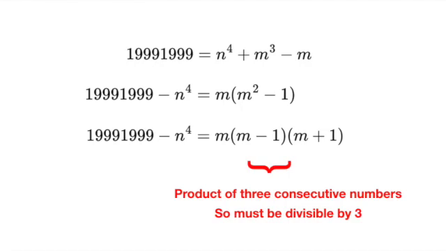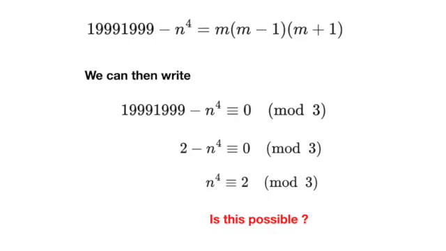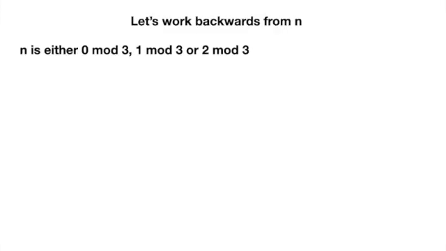Taking this, we can write 1999 minus m power 4 is congruent to 0 modulo 3. And since the number leaves a remainder of 2 upon division by 3, we further simplify to get m power 4 is congruent to 2 modulo 3. Is it possible then to find such an integer n whose fourth power leaves a remainder of 2 upon division by 3? To investigate, let's try the good old technique of divide and conquer.